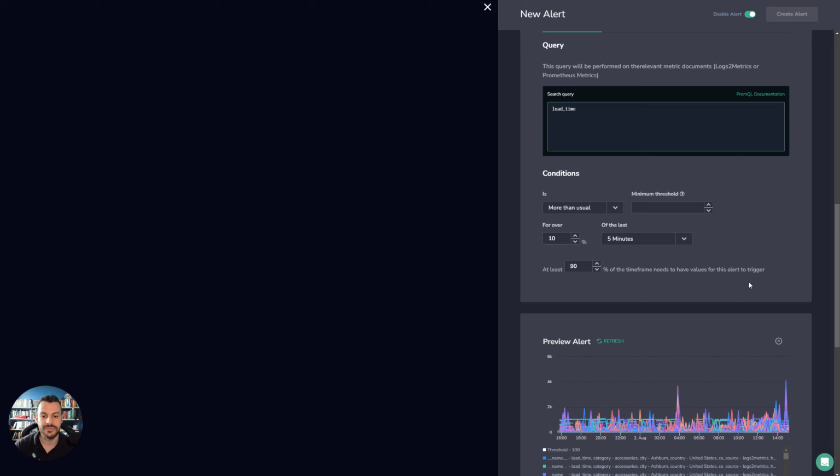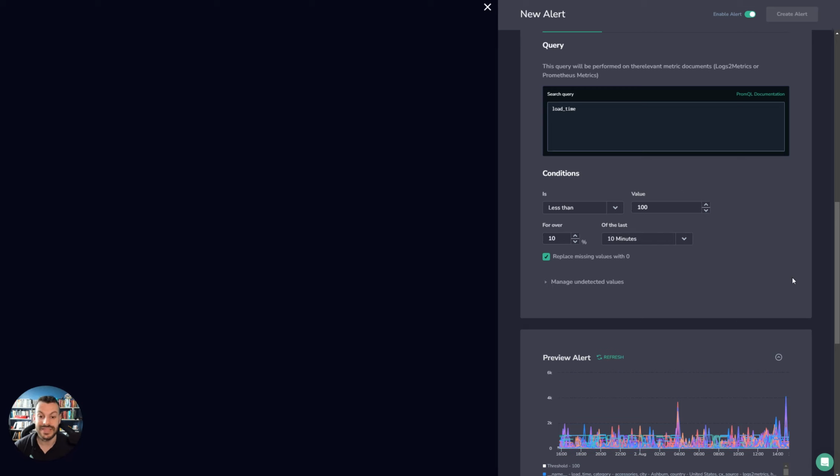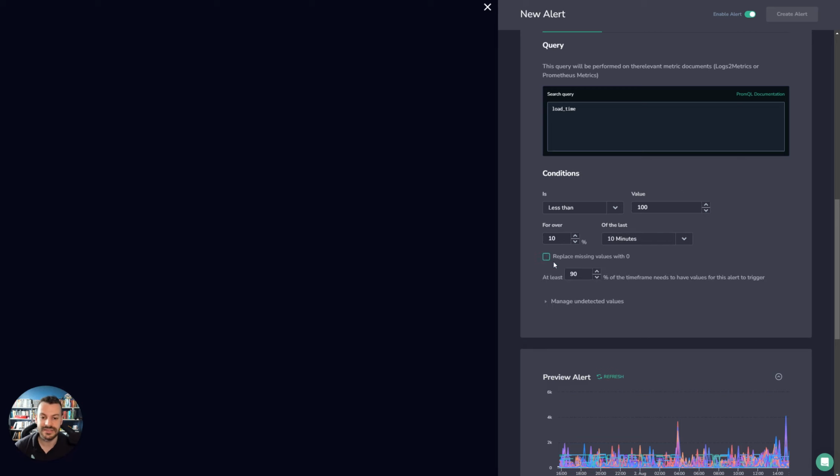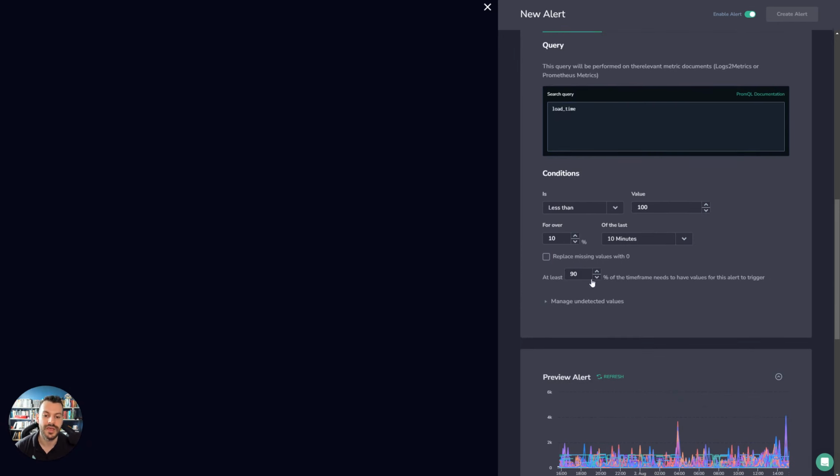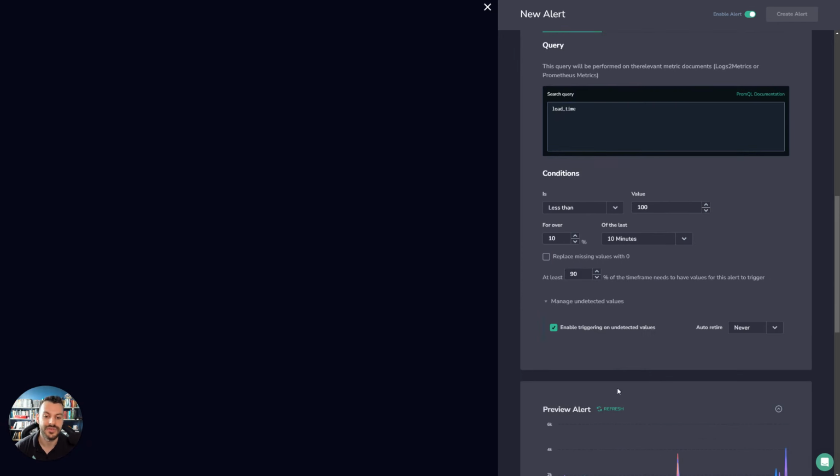So we've looked at more than and more than usual. Then we have less than. So for less than, you have a similar situation. The value is less than 100 for 10% over the last 10 minutes. There is, however, a situation where you have undetected values. So what are undetected values?